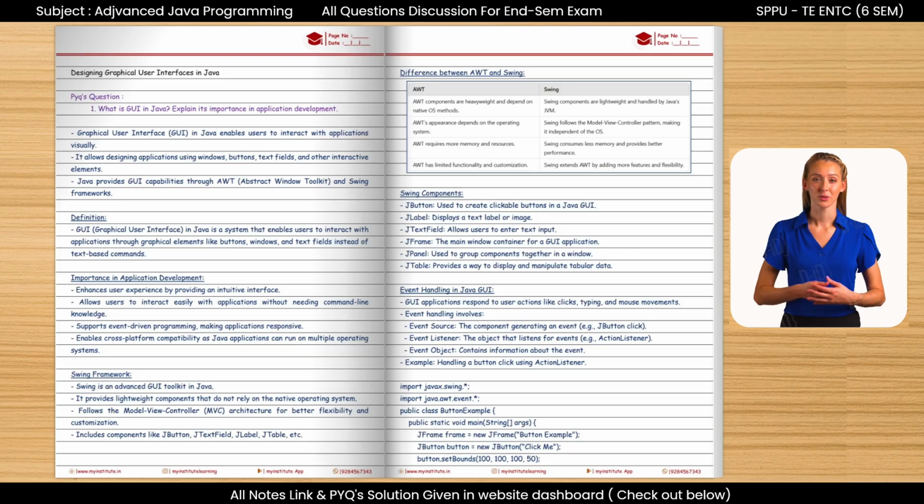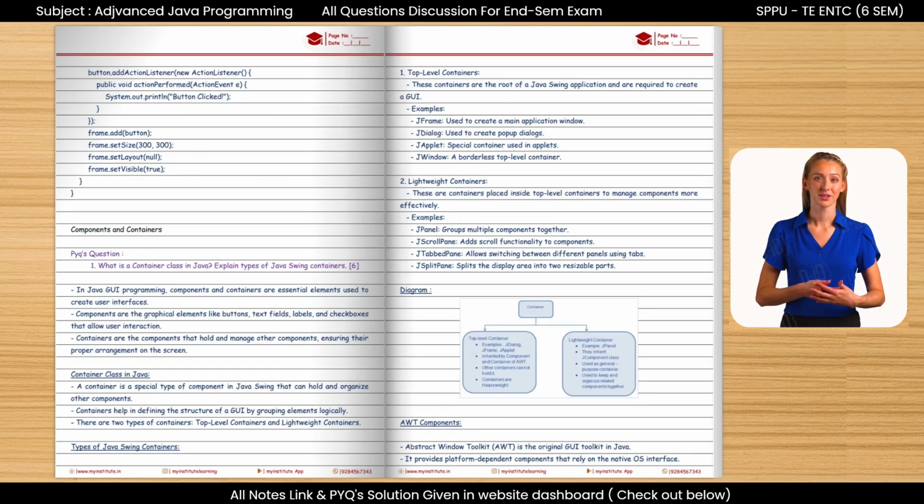Now let's move on to our next topic, which is about the container class in Java. From this topic, we can expect a question like, what is a container class in Java? Explain types of Java Swing containers. A container in Java is like a big box that holds other components such as buttons, text fields, or labels. It helps in managing how these components are arranged on the screen.